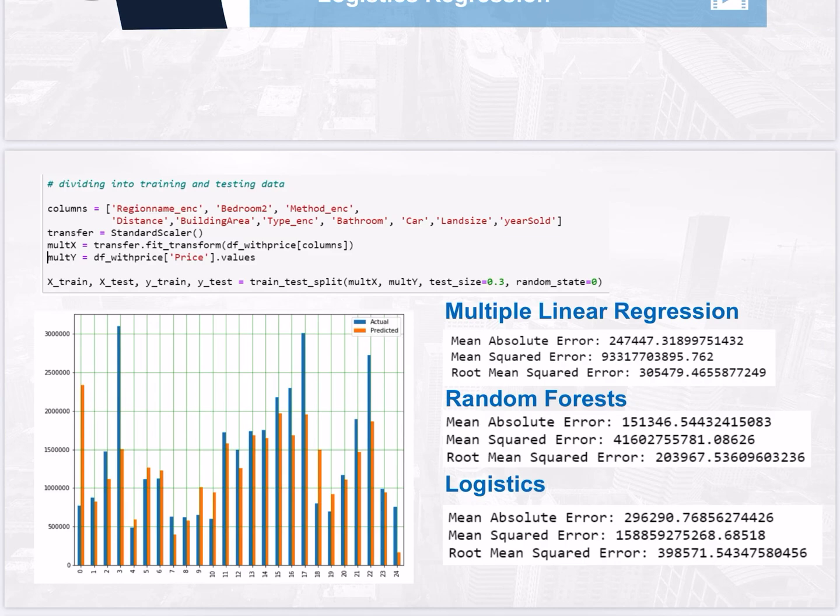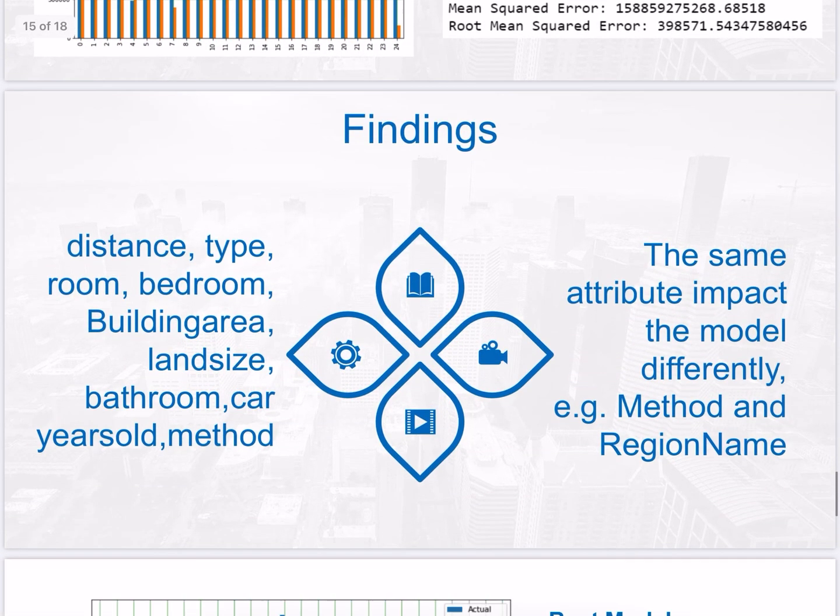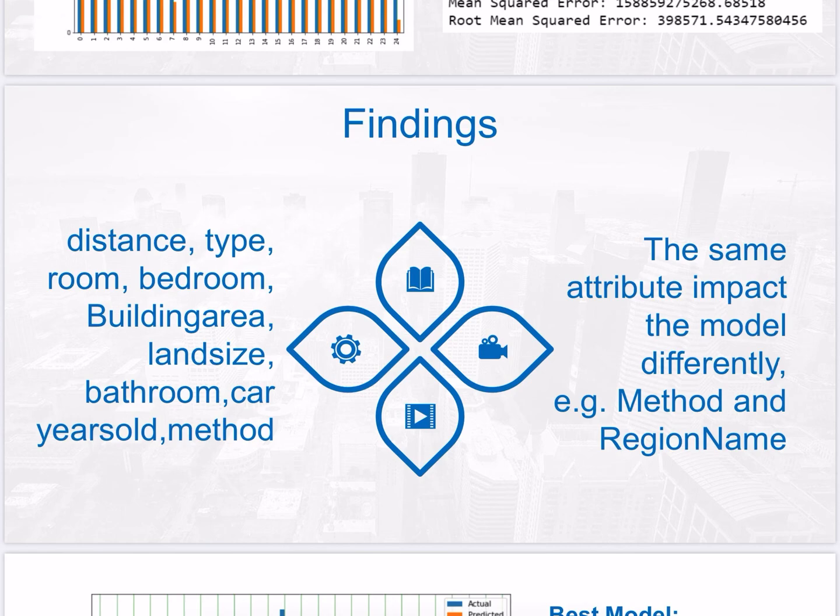We look into the multiple linear regression and random forest. We try some more combinations of the attributes. We figure out that the distance attribute impacts the price most. Then follow the type of property, the number of rooms, bedroom, building area, land size, bathroom, car spot, year sold, and method. Since we've got this kind of finding, it helps the investor to decide which house to buy. If one house has a better distance but not a very good building area, he should just choose that one because distance impacts the price most.